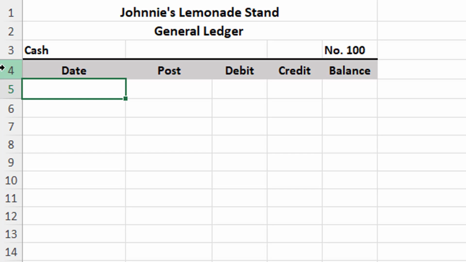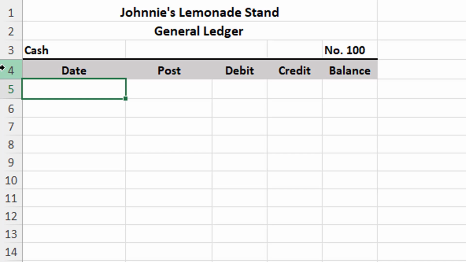The general ledger contains detailed accounts of every financial transaction, categorized by type. This includes assets, liabilities, equity, revenues, and expenses. Each transaction recorded in the general ledger is based on the double-entry accounting system, where every debit entry must have a corresponding credit entry, ensuring the accounting equation, assets equal liabilities plus owner's equity, always remains balanced.